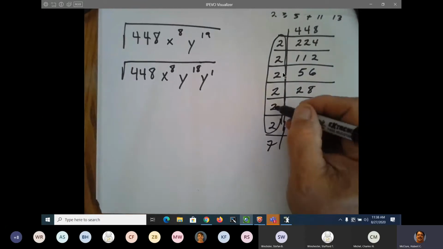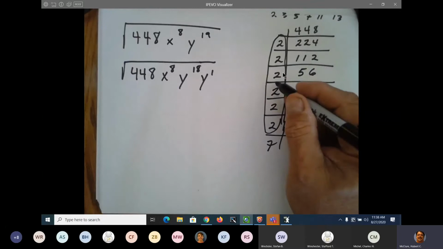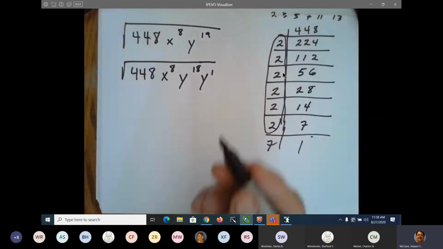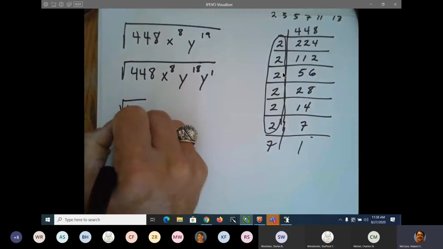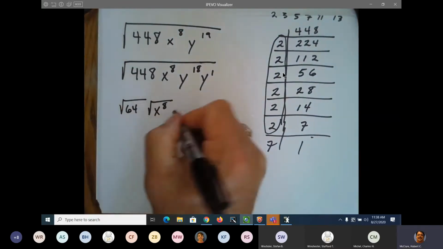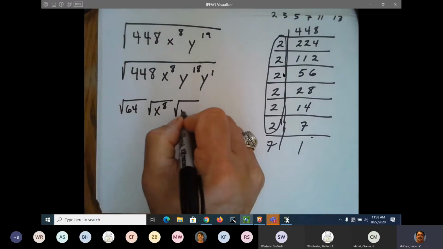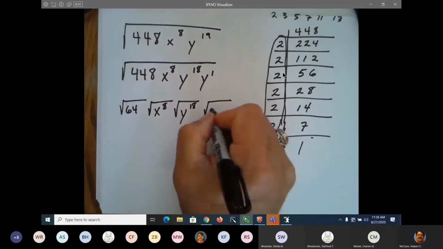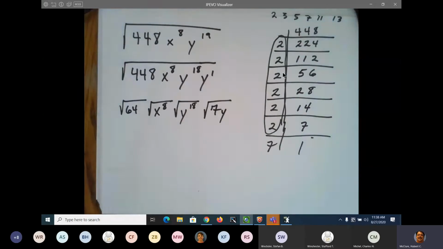We got 2 times 2 times 2. 2 times 2 is 4. 4 times 2 is 8. 8 times 2 is 16. Dang, 64. So that means that I can break up 64, x to the 8th, y to the 18th, and then 7y still goes under the radical. Okay?